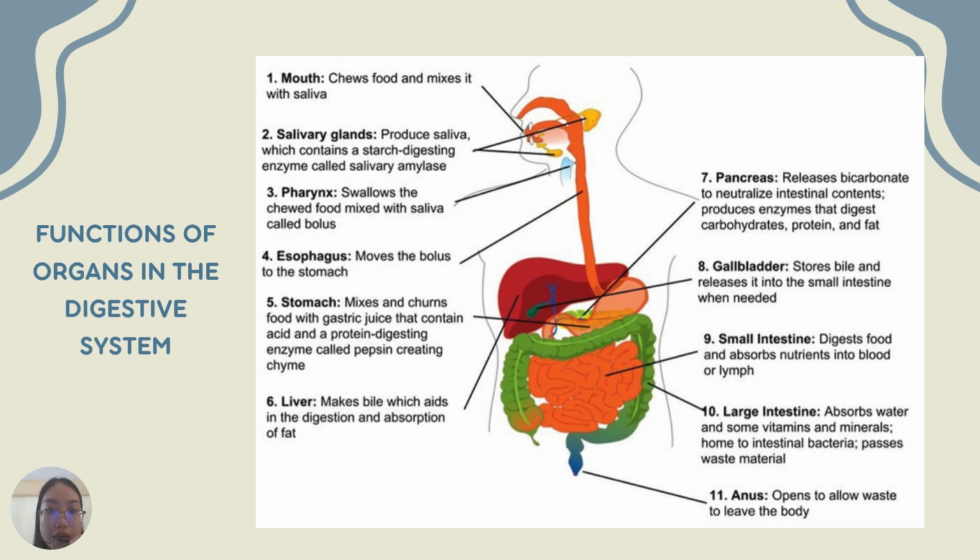The small intestine digests food and absorbs nutrients into the blood or lymph. The large intestine absorbs water and some vitamins and minerals, and it is home to the intestinal bacteria that pass through waste material. Last but not least is the anus, which opens to allow waste to leave the body.